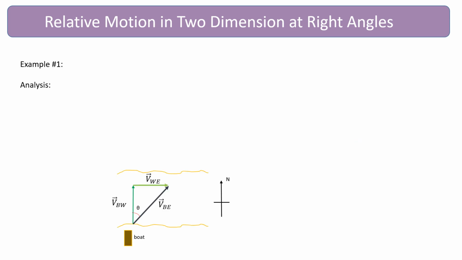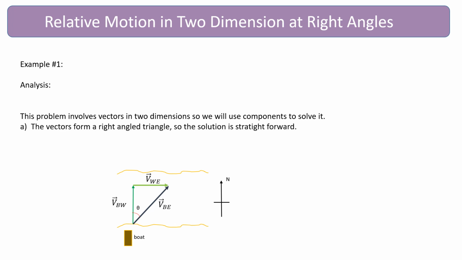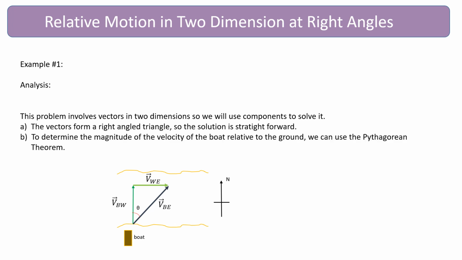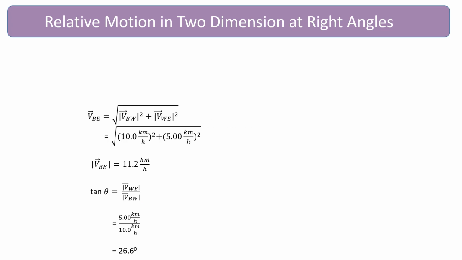Okay, so we have our diagram that involves vectors in 2 dimensions, so we can use components to solve it. The vectors form a right angle triangle, so we can go with the Pythagorean theorem to find the magnitude of the boat relative to the ground. Then we can use the inverse tan ratio to determine the direction.